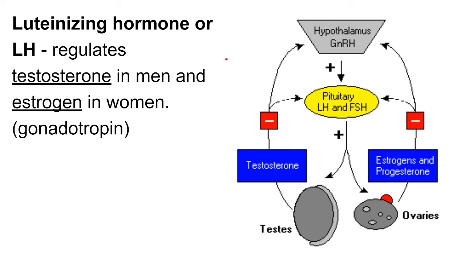Next, we have luteinizing hormone, or LH. This regulates testosterone in men and estrogen in women. Sometimes also referred to as gonadotropin as well. And these affect your testosterone and estrogen and also progesterone levels in women and men.